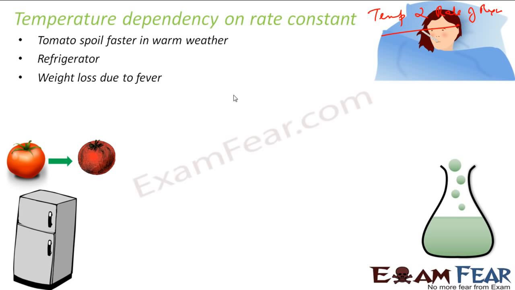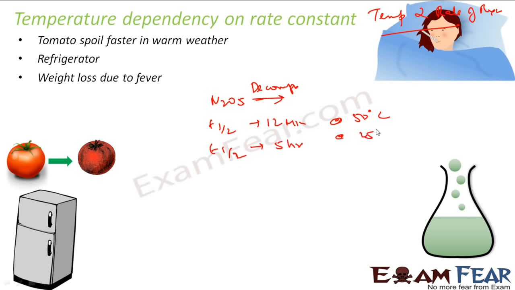Correct? For example, if you see decomposition of N2O5, we want to break this. Now the T half for this reaction will be 12 minutes at 50 degrees Celsius. For the same reaction, T half becomes 5 hours. It will take 5 hours to decompose to half at a lower temperature, that is 25 degrees Celsius. At 0 degrees Celsius, the T half becomes 10 days. The same reaction took 10 days for concentration to become half at 0 degrees Celsius, and only 12 minutes at 50 degrees Celsius. So the increase in temperature, increase in rate of reaction.